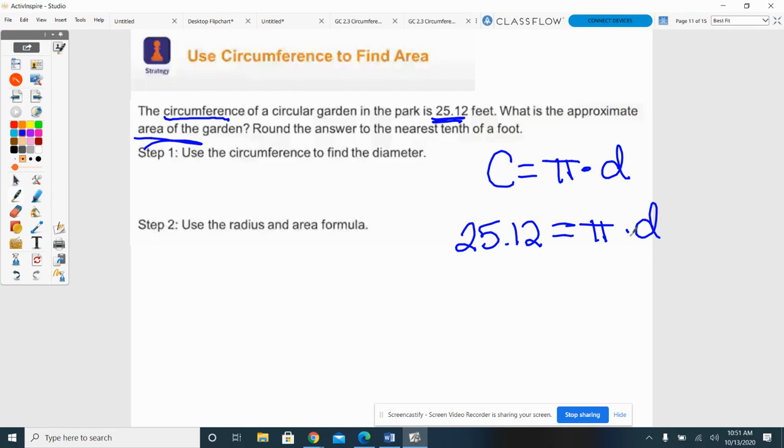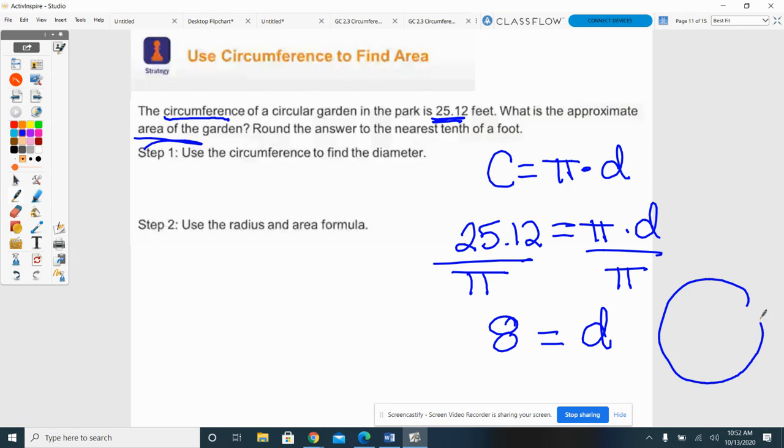So how do I get diameter by itself? Well, I remember that pi is just a number, so I can divide both sides by pi, and they're telling me, I think probably we'll use 3.14, so 25.12 divided by 3.14, and I get that the diameter is 8 from typing that in my calculator. Now the diameter, if we remember, goes all the way across. But they want to know the area. An area is pi times radius squared. So I need the radius, not the diameter. So I'll change the diameter to a radius by dividing by 2, and the radius is 4.